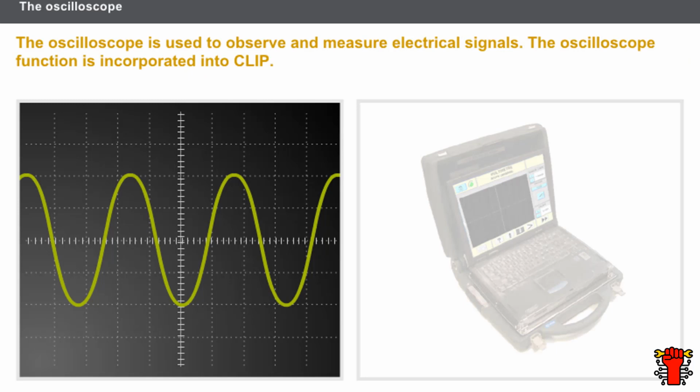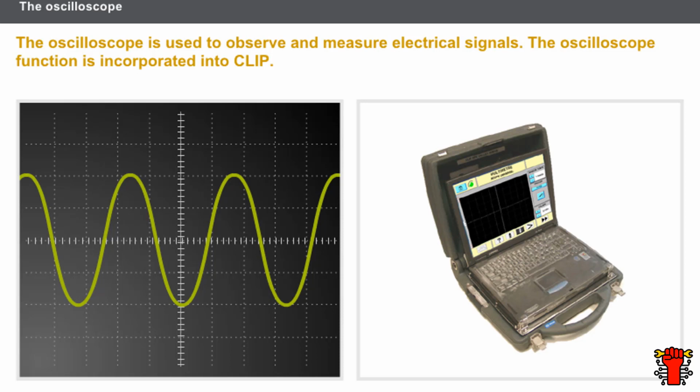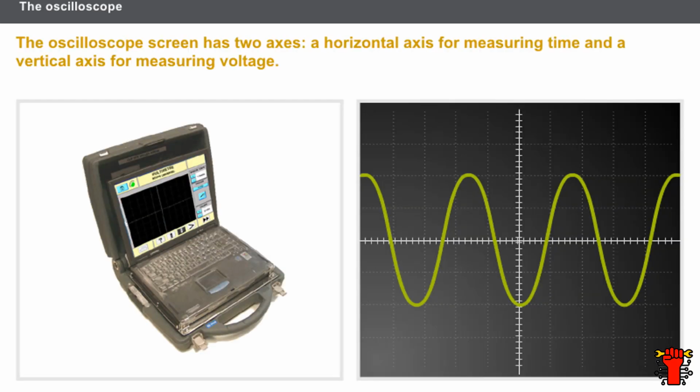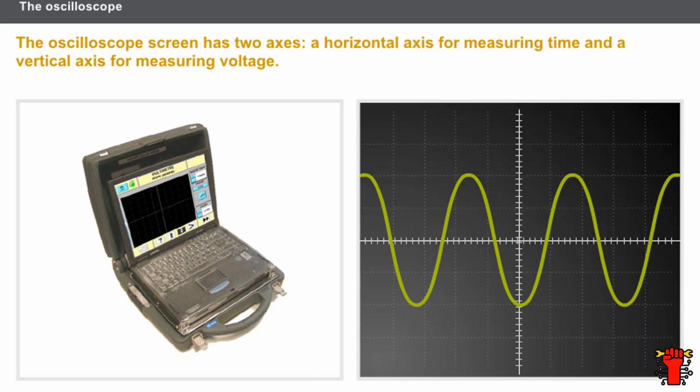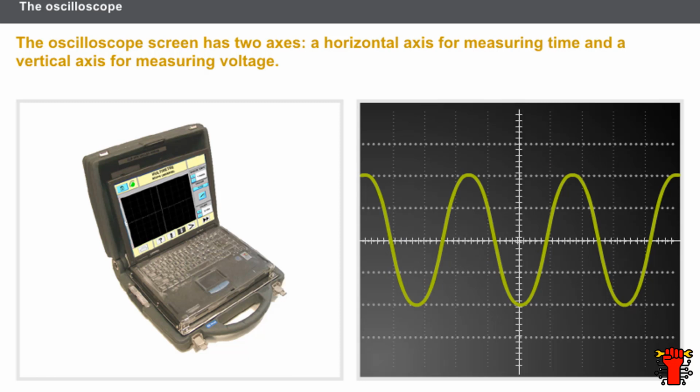The oscilloscope is used to observe and measure electrical signals. The oscilloscope function is incorporated into CLIP. The oscilloscope screen has two axes: a horizontal axis for measuring time and a vertical axis for measuring voltage. The horizontal axis has 10 divisions. Each division is divided into 5 graduations. The vertical axis has 8 divisions. Each division is divided into 5 graduations.